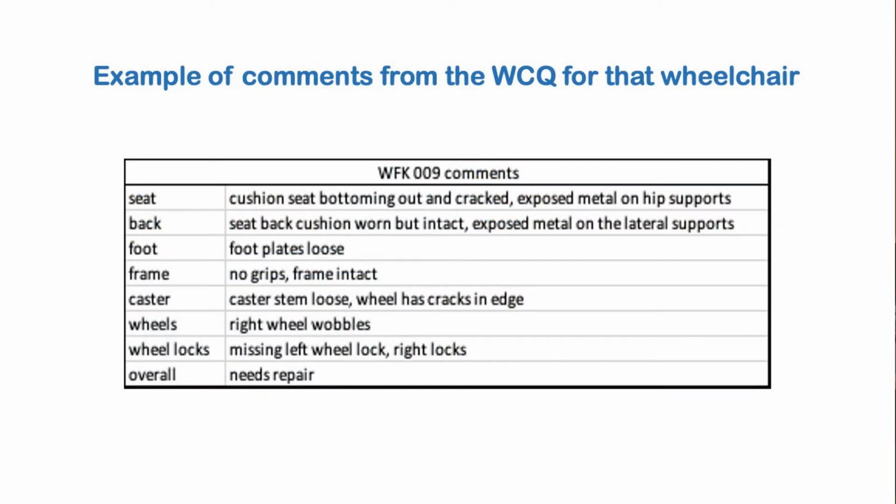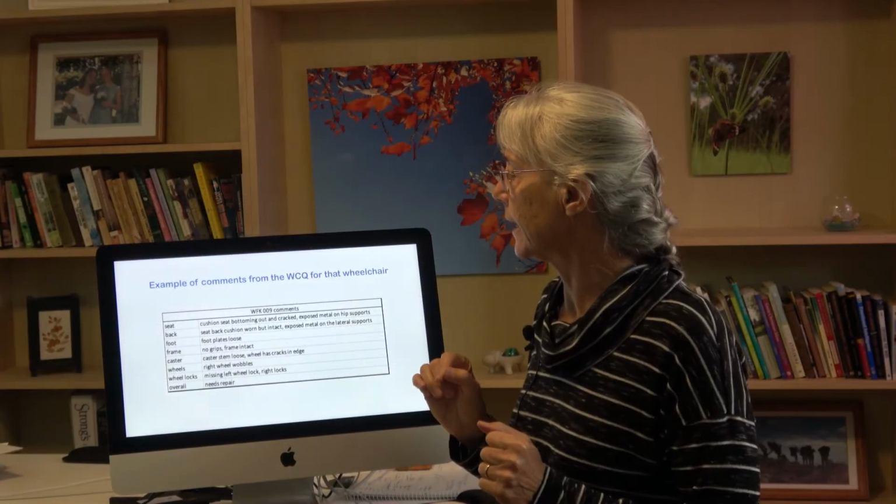And this particular wheelchair was a Wheelchairs for Kids. It's kind of made like the Motivation rough terrain chair with 3 wheels, but it has some laterals and supports. And we did a group of those chairs. And the seat cushion is bottoming out and cracked. This is just one chair, so you can't make a statement for all Wheelchairs for Kids from this one chair.